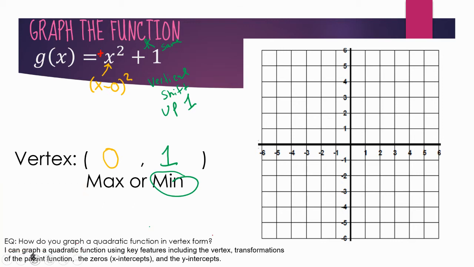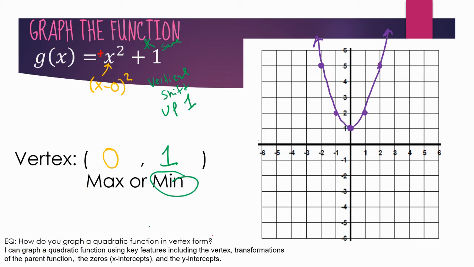Alrighty, here we go. We're going to plot our vertex. So we're going to go 0, don't go left or right, stay up 1. Use those same reference points, right 1, up 1, right 2, up 4. Left 1, up 1, left 2, up 4. Make sure you do it from the vertex, not the origin. And then you just connect them. So you always got to go back to those reference points of your parent function. That's it. We do have one y-intercept.